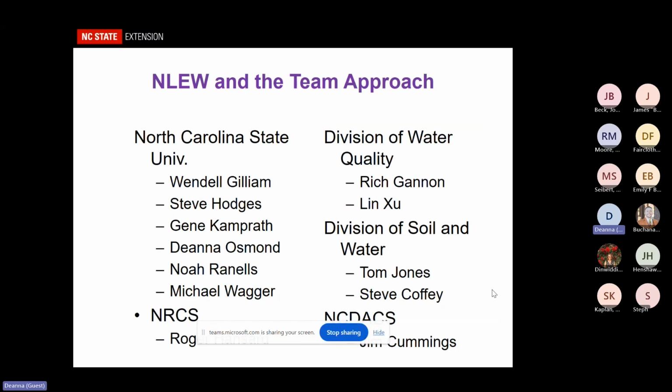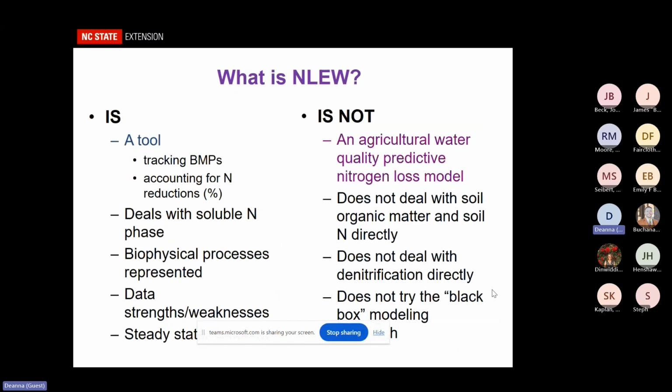So I want to be really clear about what it is and what it isn't. It's a tool for tracking BMPs and accounting for nitrogen reduction. It deals with soluble nitrogen. It's biophysical. We knew where our data strengths were and where our weaknesses were, and we assume it's at steady state. This is not an agricultural water quality predictive nitrogen loss model. You do not want to look at agricultural water quality predictive nitrogen loss models for a whole lot of reasons. I've been working with models for over 30 years, and they are super difficult. They need to be calibrated. They need to be validated. You need lots of water quality data.